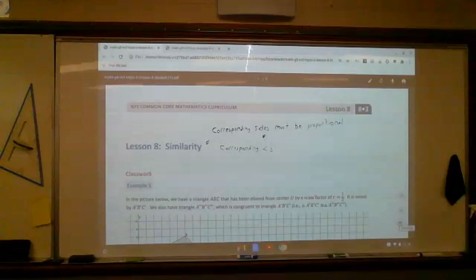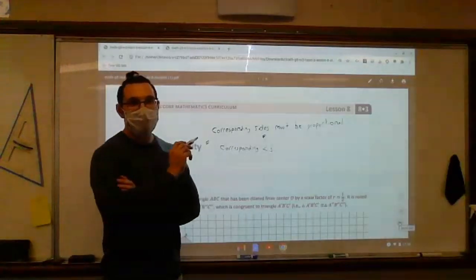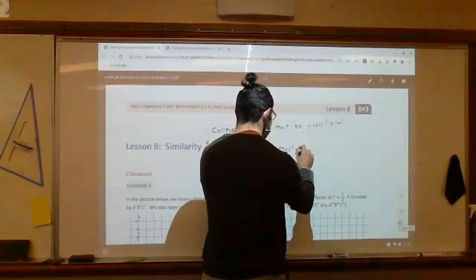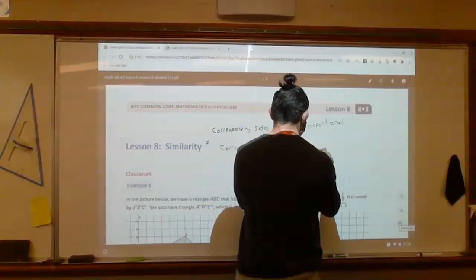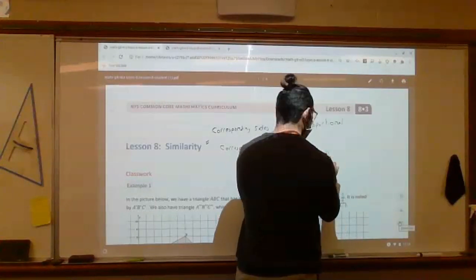So the corresponding angles must be a geometry word that means exactly the same. Dustin. Very good, sir. Must be congruent. Dustin, that was outstanding.